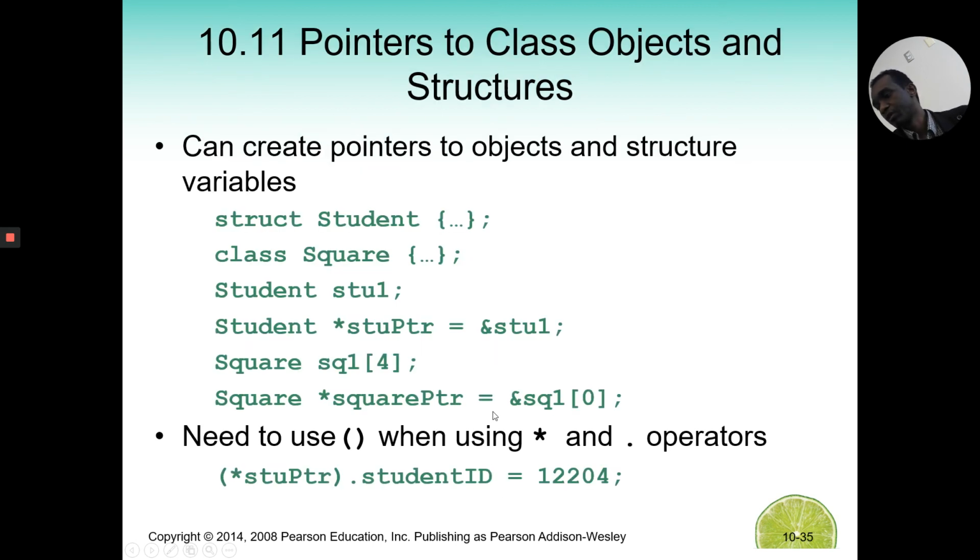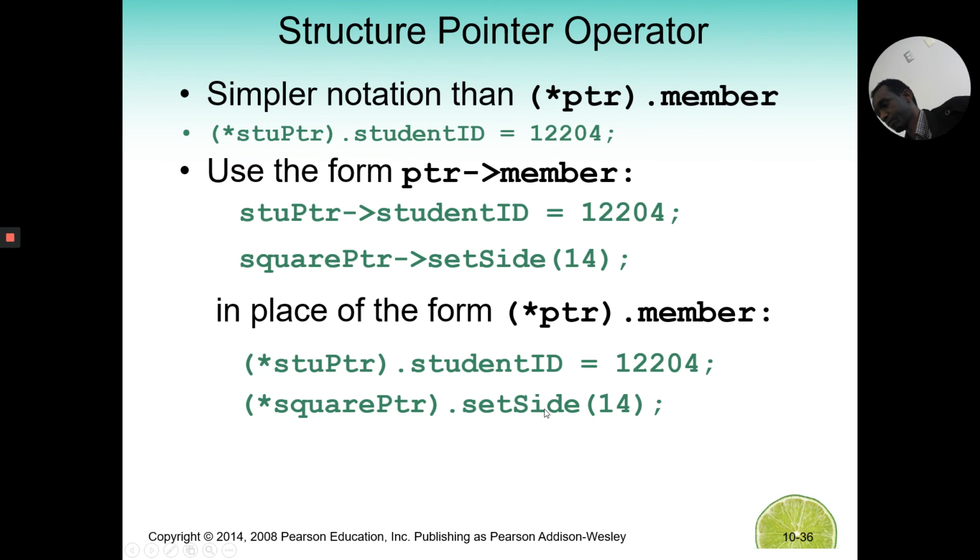And then you can have pointers to class objects and structures. So you have struct student and class square, and then the students, and you have a student pointer pointing at the address. You can have it as an array, and then a square pointer pointing to the address of the array square. You have a simpler notation than the pointer dot member: you can use student pointer arrow student ID. You can have a student pointer and student ID, and then set it if you want to assign a value, in place of the form using the dot pointer dot member. This format.